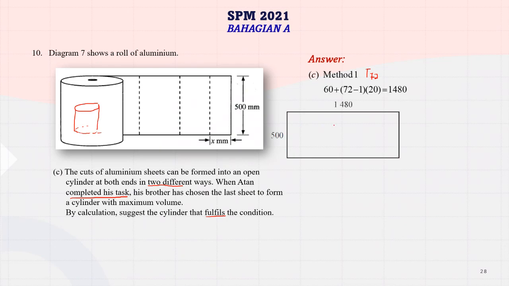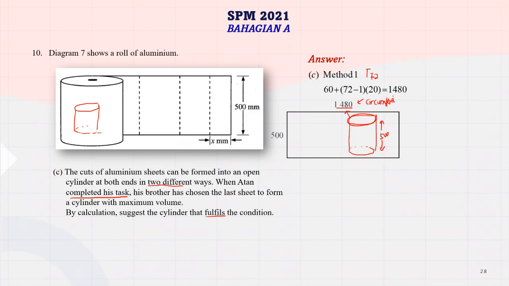So, then we just roll it. We roll this one, and it will form a cylinder like this. If we use this one, this is its width. So, the cylinder you get is like this, round. The height will be 500 millimeter for this one. And then this one is the circumference, which is 1480. Okay, the circumference is 1480. Okay, this is the formula. So, this 1480 is actually the circumference.